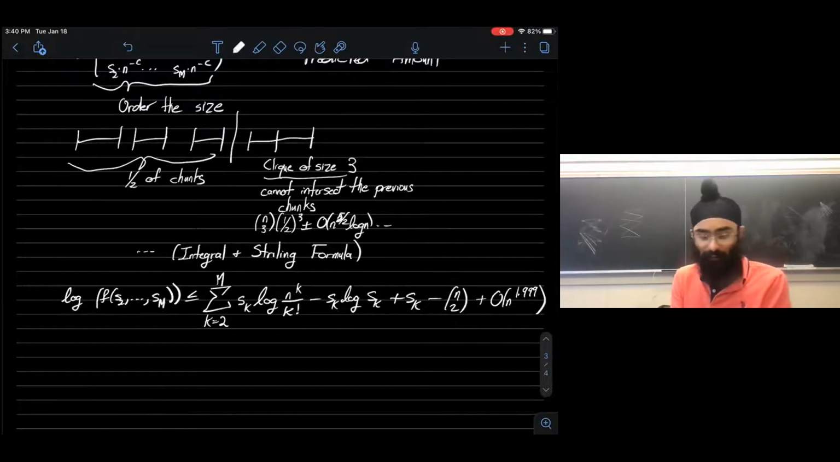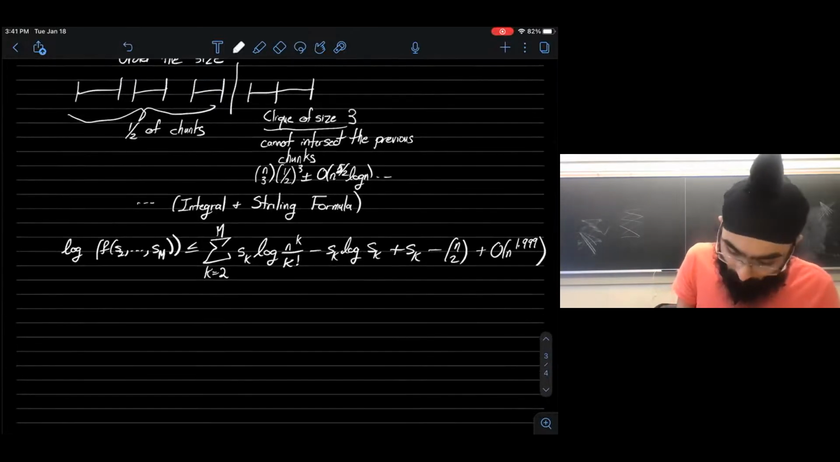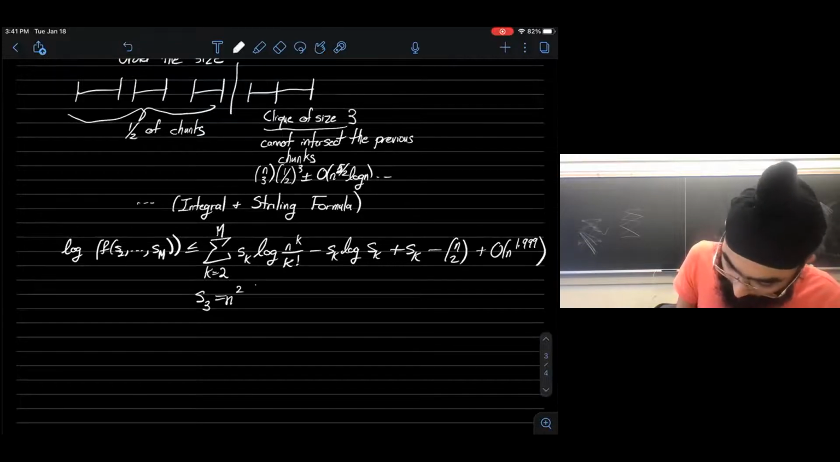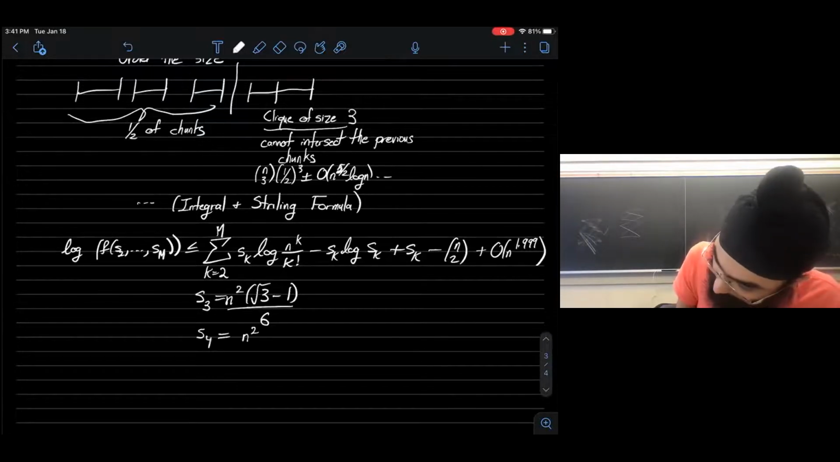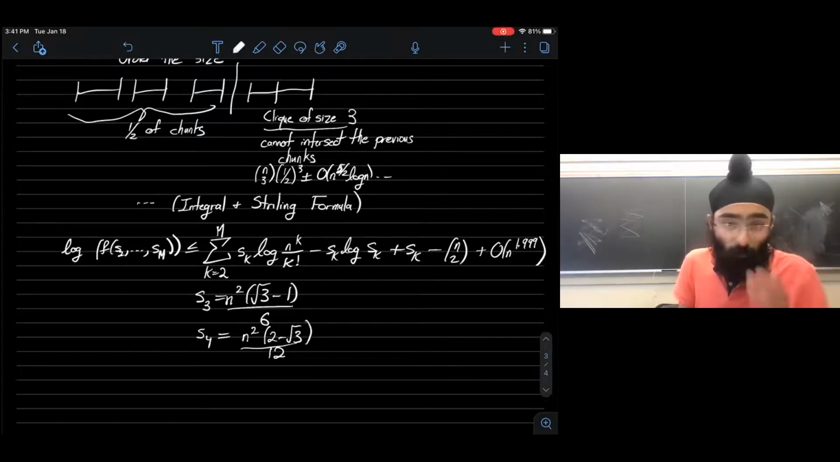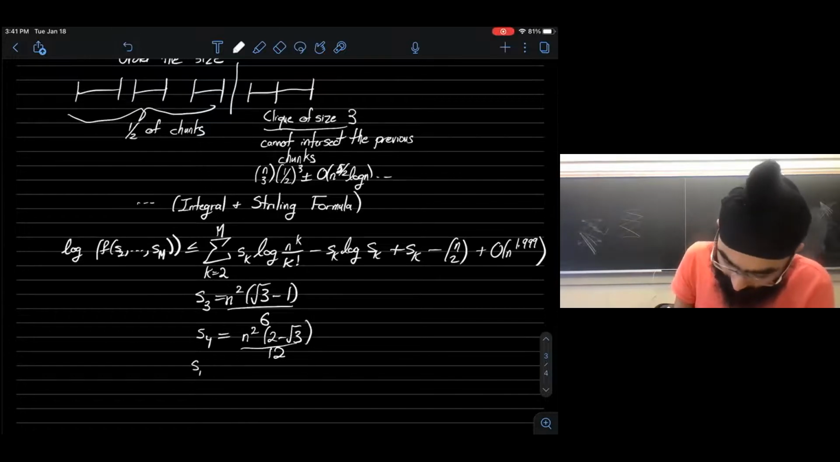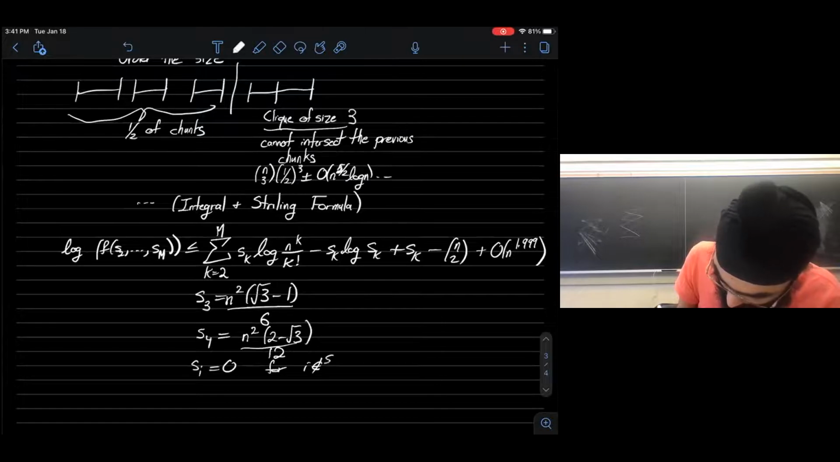And now this is just a continuous optimization problem. And if you solve it, it turns out the optimizer is essentially S3 equals n squared times the square root of 3 minus 1 over 6, and S4 is n squared times 2 minus the square root of 3 over 12. You do this by doing Lagrange multipliers, and Si equals 0 for i not in 3 and 4. And plugging in gives the bound.